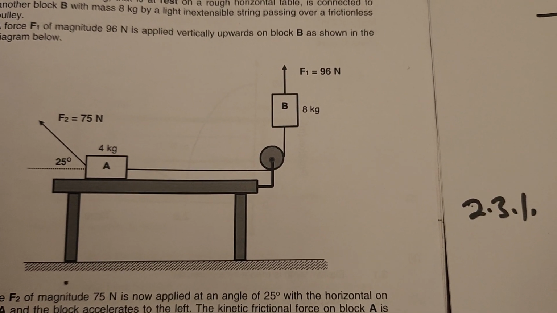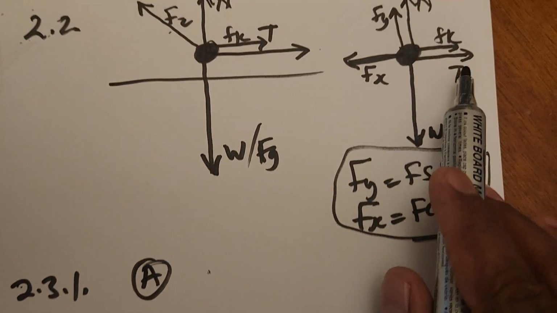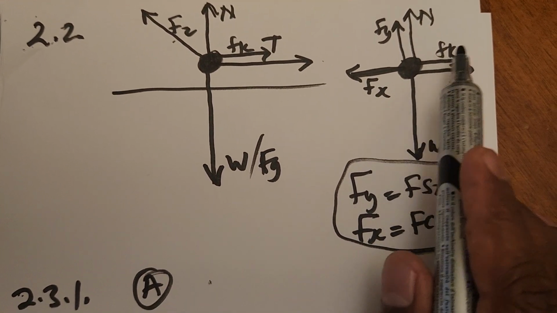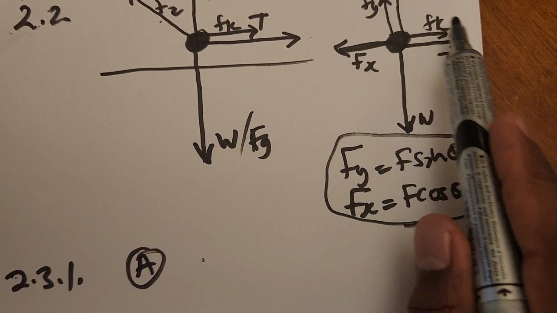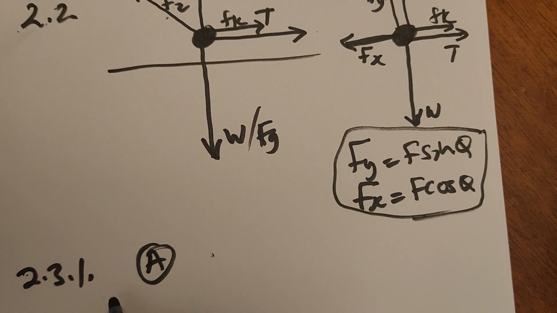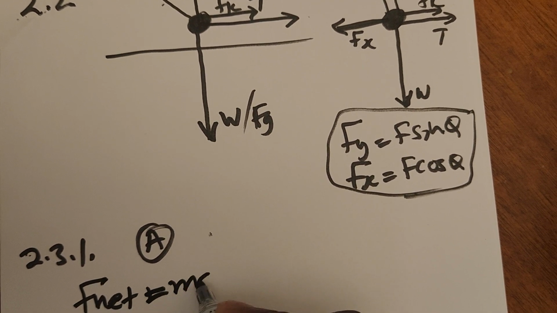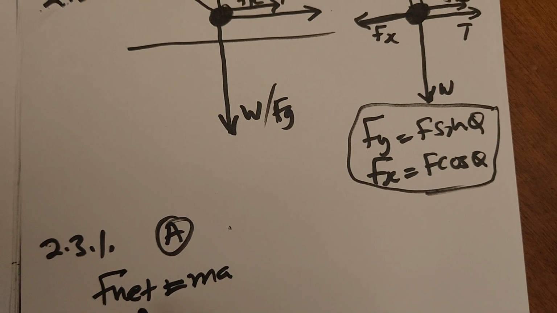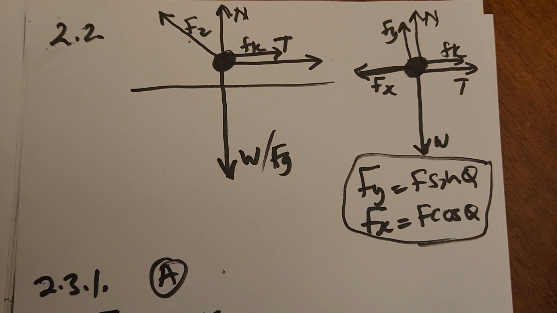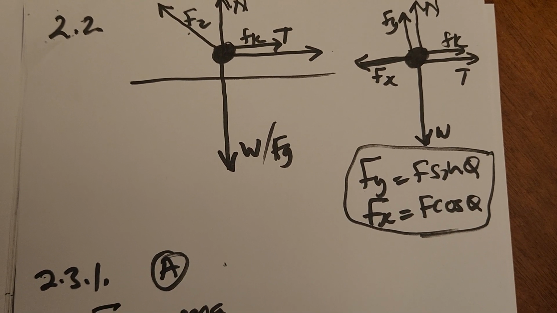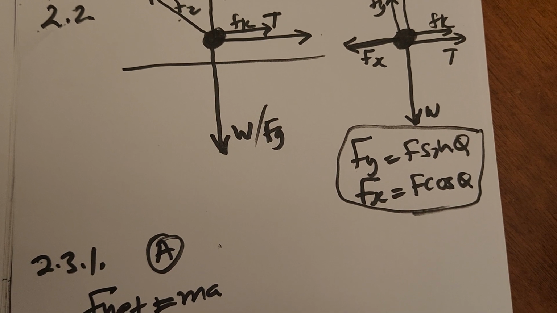Let's start with block A. According to this approach, it's very easy. The forces that are active on the motion are the horizontal forces. Then we start with F net equals MA. The object is moving to the left, therefore Fx will be positive, Fk negative, and T negative, equals MA.